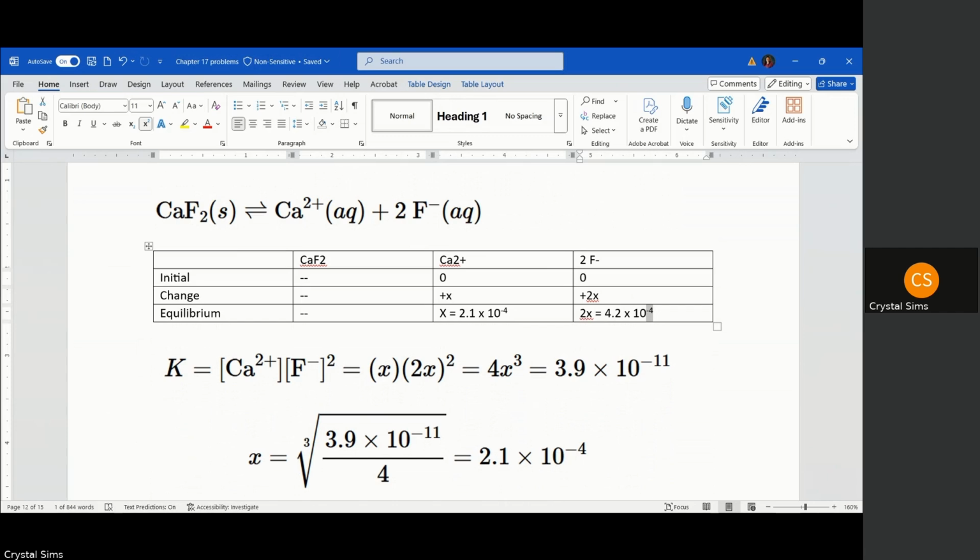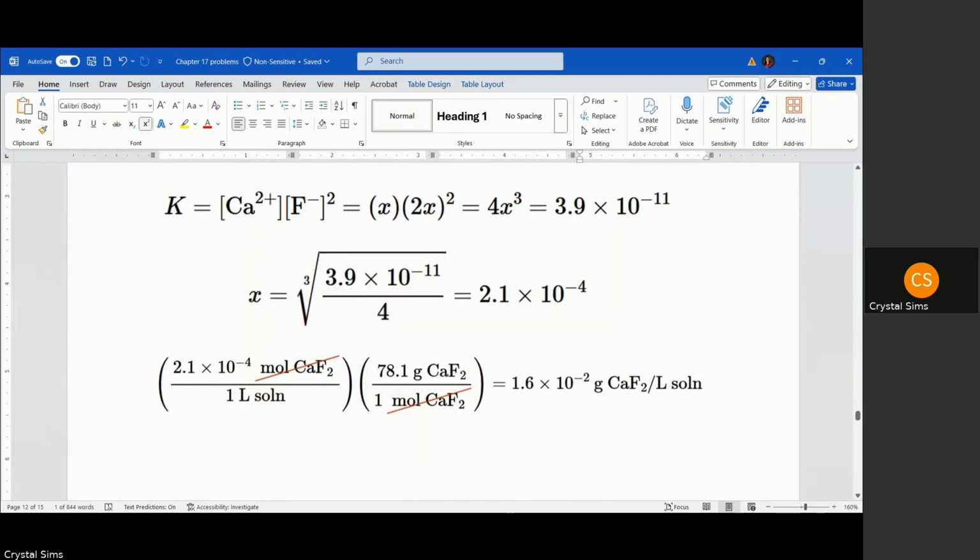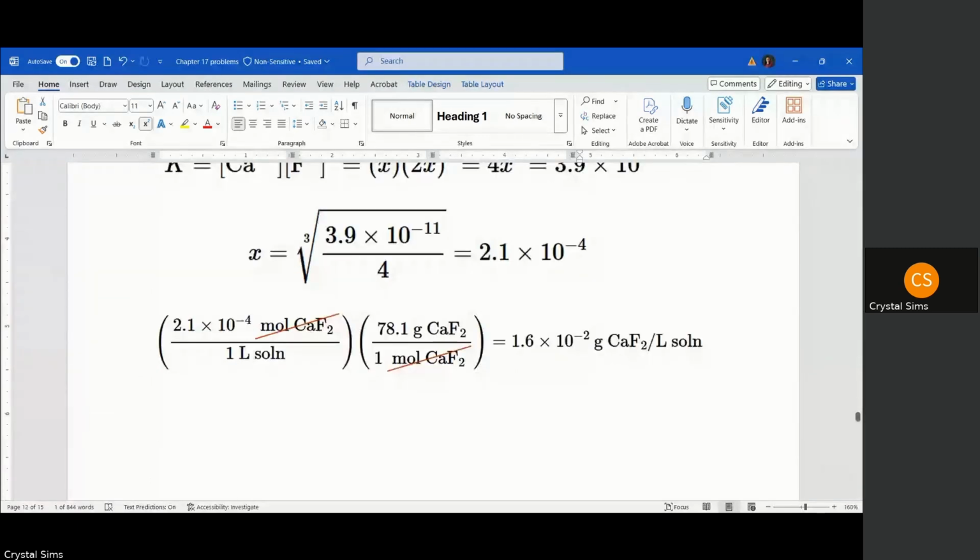So the molar solubility of CaF2 is 2.1 times 10 to the negative 4. And when we look at molar mass, so we've got to plug in molar mass here, 78.1 grams of calcium fluoride in 1 mole, then we end up needing 1.6 times 10 to the negative 2 grams of calcium fluoride per liter of solution. So what does this number tell us?